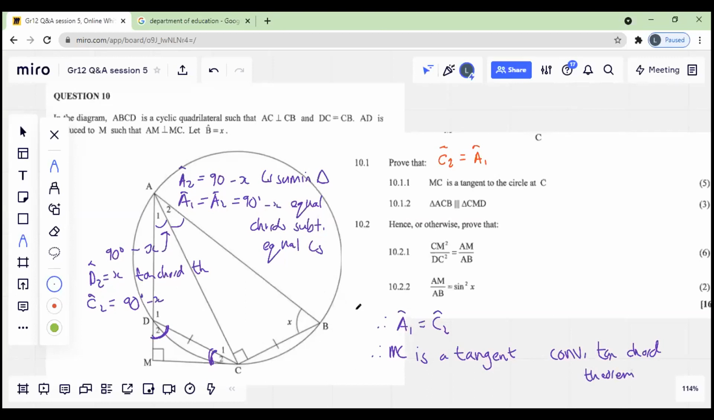Sorry, I kind of ended up writing all over the place with this. What was important here was in the beginning, A2 being equal to 90 minus x because of angles of a triangle. Then A1 being equal to A2, 90 minus x, because equal chords subtend equal angles. Then D2 is equal to x because of tan chord theorem, which means that C2 is 90 minus x. Therefore, you must write this: angle A1 equals C2. This is what proves it. There would be a mark for this. Therefore, MC is a tangent. You're not going to get a mark for that, but you're going to get a mark for the converse tan chord theorem. These two together would be your statement reason marks.